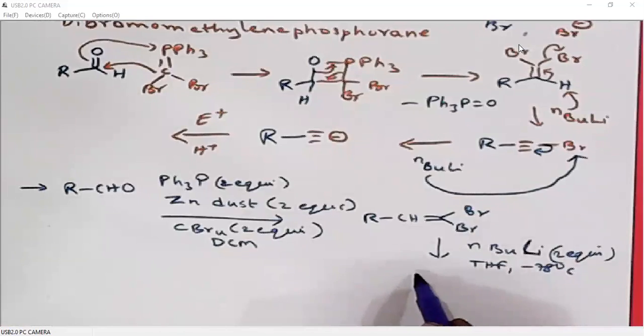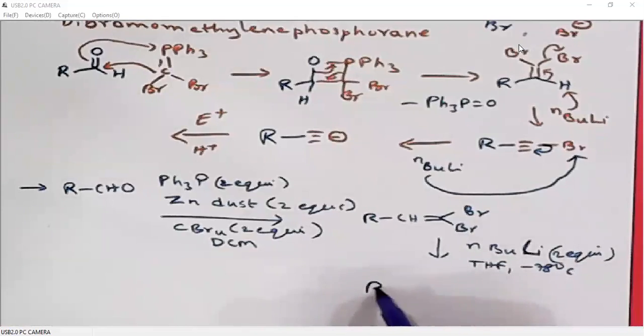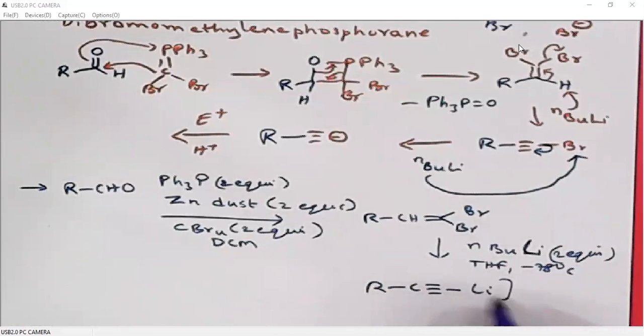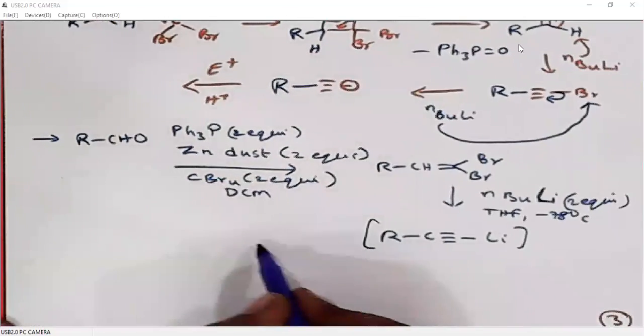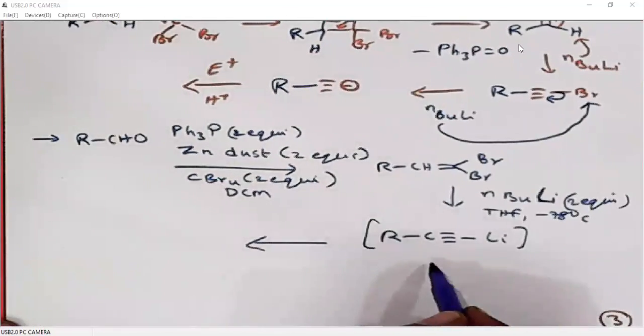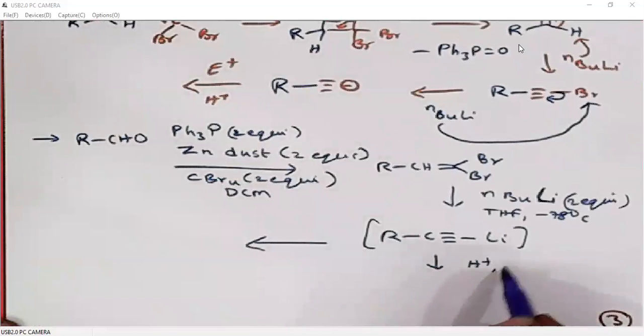It will be converted to this intermediate, right? So we have generated acetylenic anion. This acetylenic anion can be explored in different ways, right? We can use a simple acid, water, a dilute acid. So in this case, the electrophile is proton.